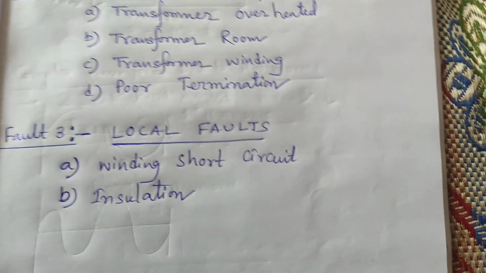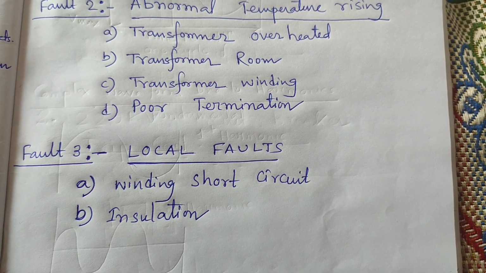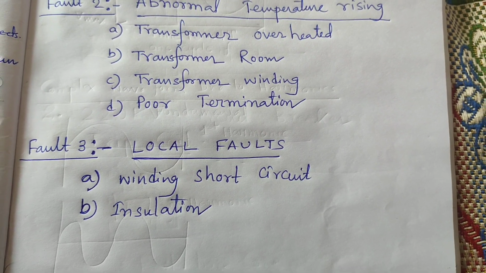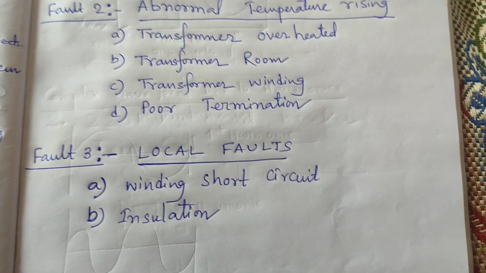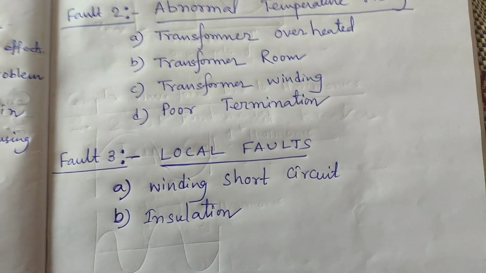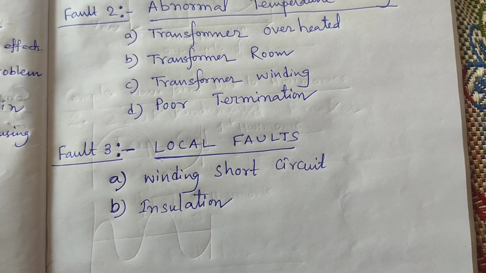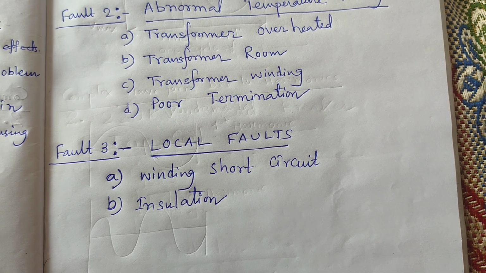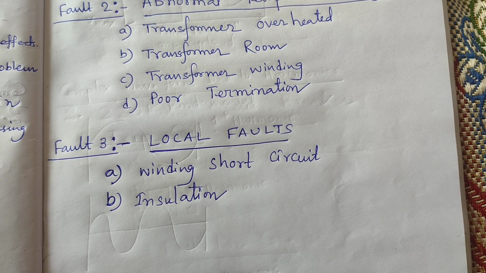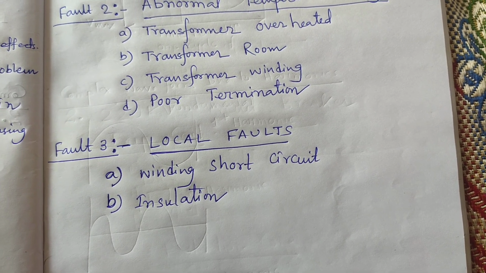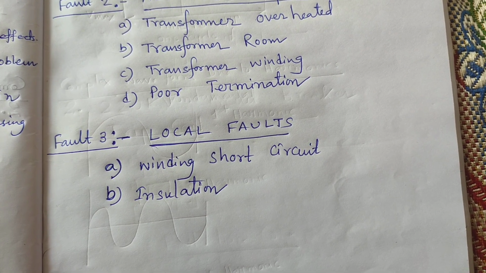The third fault is the local fault and the winding short circuit. It may be the winding short circuit, or it may be the insulation problem of the transformer. In a dusty or industrial area, the insulation should be checked, because the insulation deteriorates by deposits of carbon on the bushings or the insulation part of the transformer. So we have to clean the transformer bushings and radiators and every body part of the transformer, for increasing the insulation of the transformer.